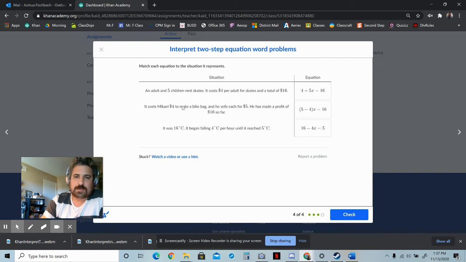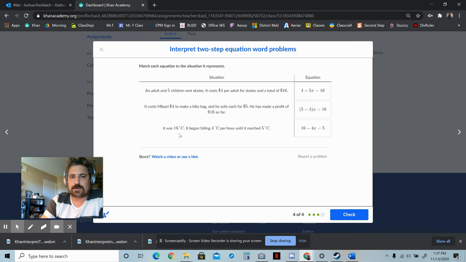So this is actually a pretty straightforward one. 5 minus 4 is his profit times x number of bags sold equals the total profit. So it'd be 5 minus 4 times x equals 16, because it's really saying his profit, 5 minus 4, times the number of bags sold equals the total profit. And then this one's going to already obviously match up here, but let's just prove why.